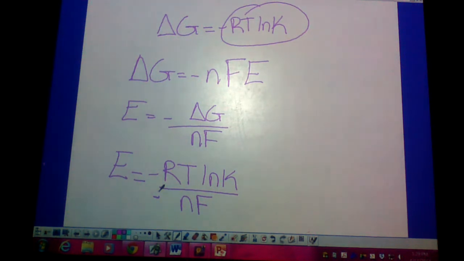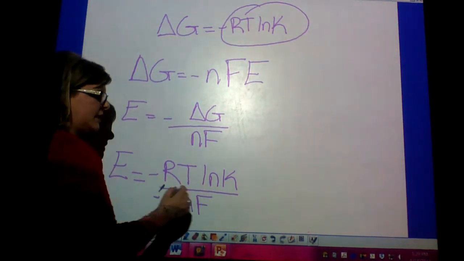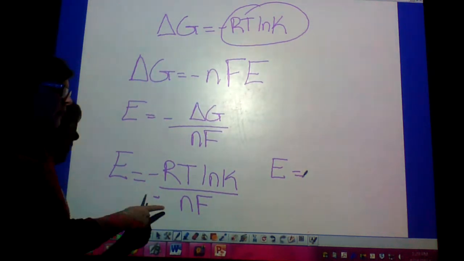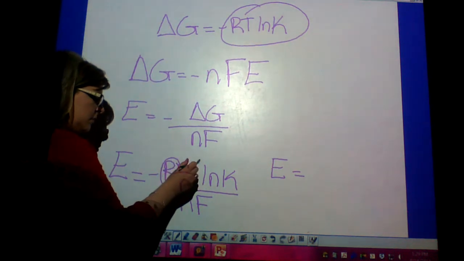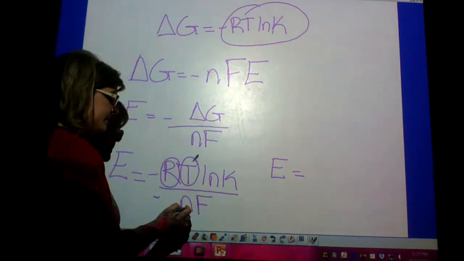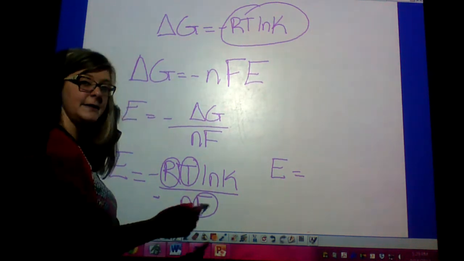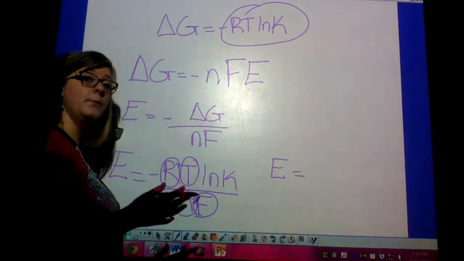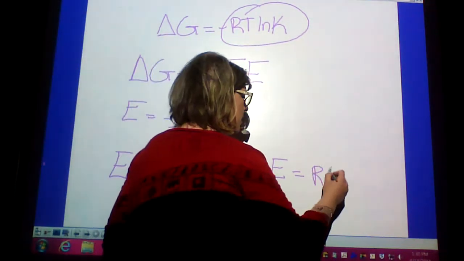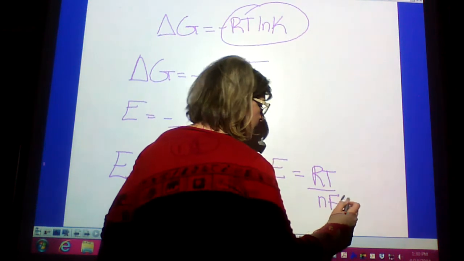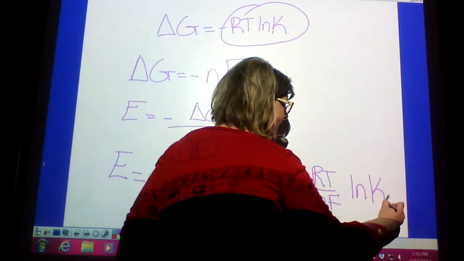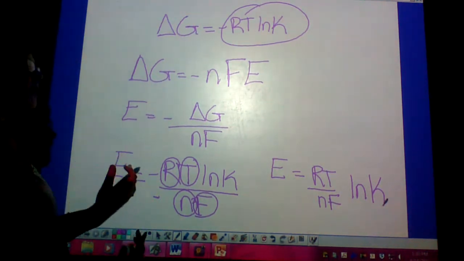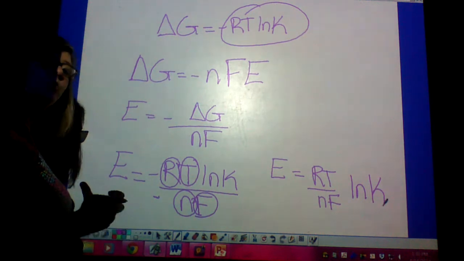Okay, so then ultimately, I want to look at this a little bit differently in that E is equal to, my negatives are going to end up canceling out. This is a constant. Temperature will be constant if it's an isothermal process. Faraday's constant is a constant, and your number of moles is probably going to be a constant as well if you're thinking about one particular cell. So let's just rewrite this as RT over NF, and that constant is going to be multiplied times the natural log of my equilibrium constant, which is K. So that's how all of these formulas relate to one another.